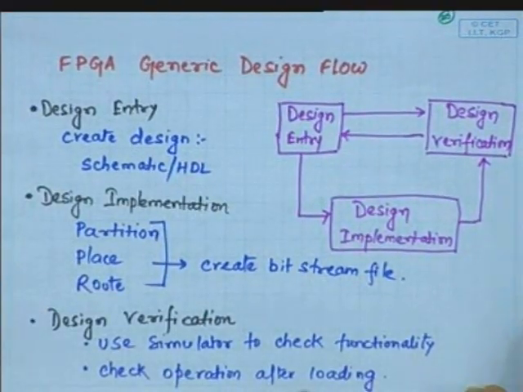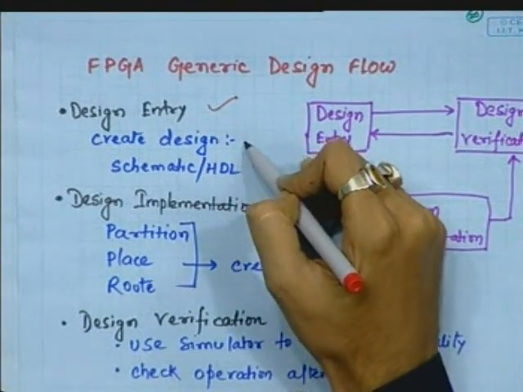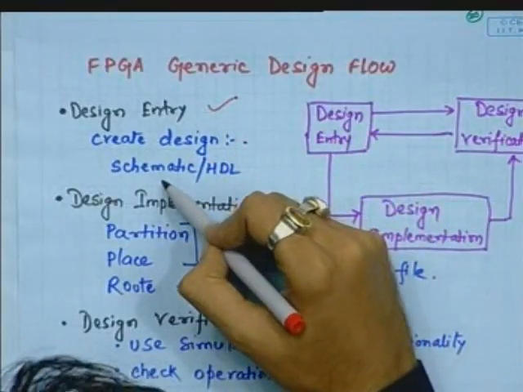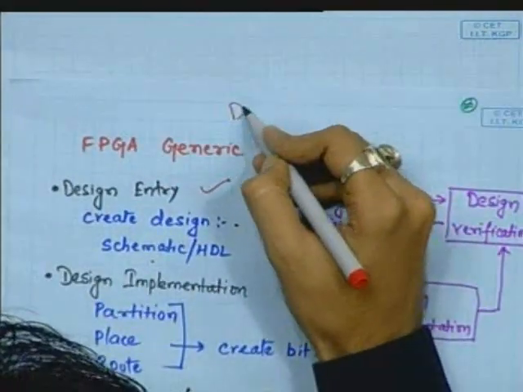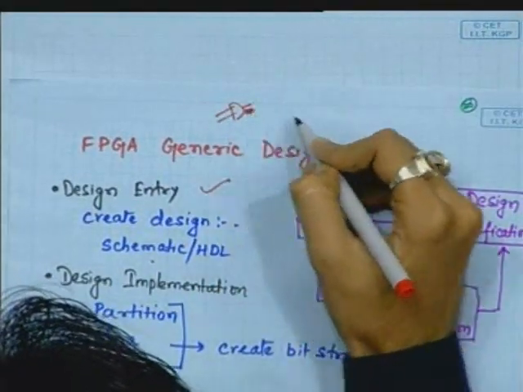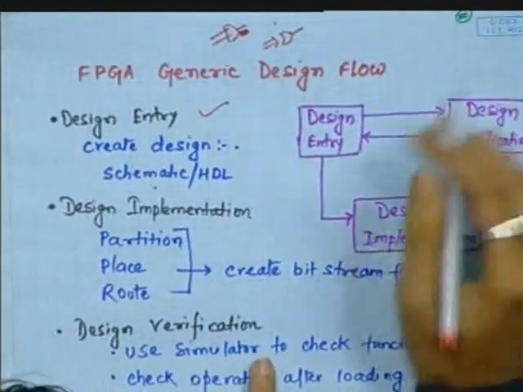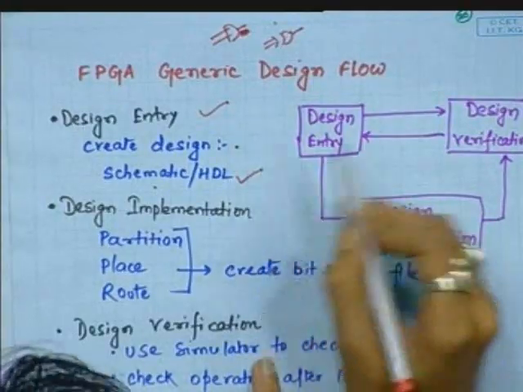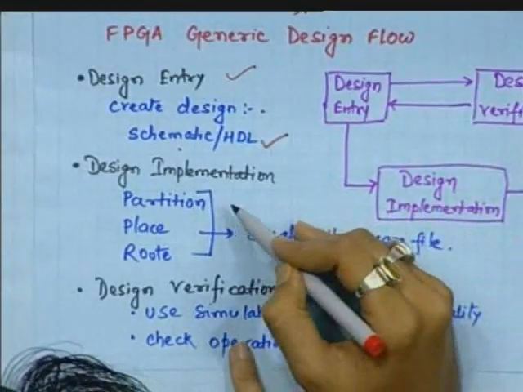Now, the FPGA generic design flow: how we design when we talk about FPGA. At the first level, we have the design entry, which means we create our design. We can create our design using a schematic, where you are provided with AND gates and XOR gates. You can design with these in a schematic, or you can write your own HDL. Once you have created your design, you have to implement it.